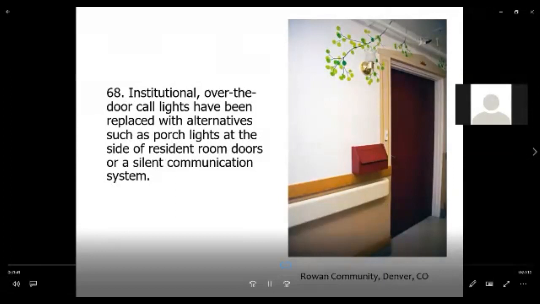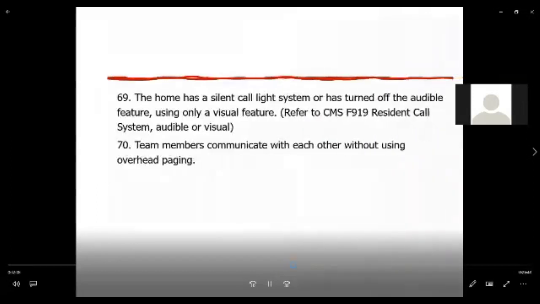And now look at the difference in the feel. It is not institutional. Of course, when a person would hit their call light, it would simply turn on the porch light, and everyone in the place realized the porch light meant they were asking for assistance. So good. And you can also see they borrowed the doorbell idea and they also put in mailboxes. So that's a mailbox for the two people that live in that room. And you'll see that again coming up here.